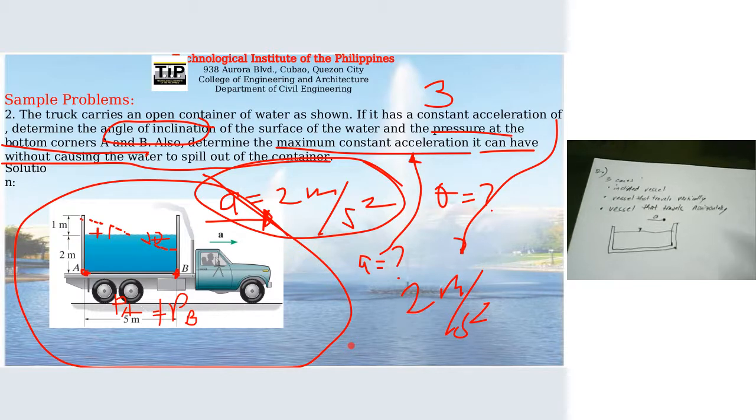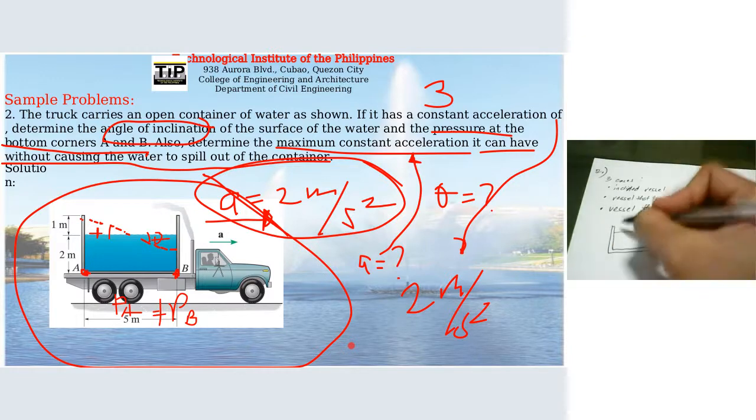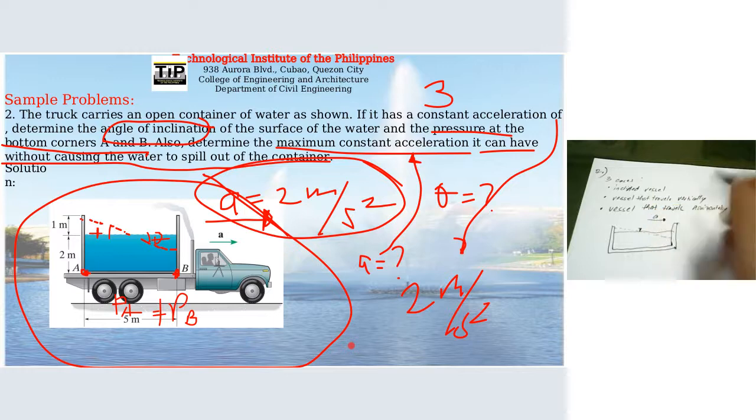So because of this motion, because of this acceleration, the water will move. So from this position, from equilibrium, it will shift to this. Okay? So di ba kapag may baso ka, tapos nasa kotse, start mo yung kotse, magmo-move si baso or magmo-move si tubig, no? So ganun din dito. Magmo-move siya pag ganito, this way si tubig.